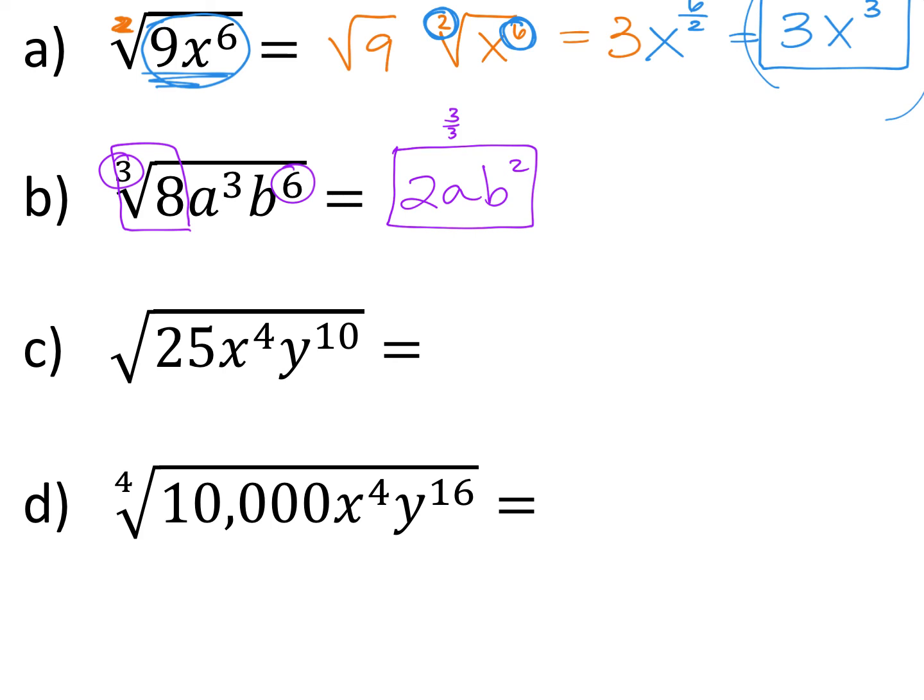What is your index for letter C? 2. It's a square root, right? So there's this 2 here that we just don't see. What is the square root of 25? 5. That'll be 5. The square root of x to the 4th? X to the 2nd power. All right, we're just taking x to the 4th, taking that 4 and dividing by 2. And then the square root of y to the 10th? Y to the 5th power, yeah. Questions on that?